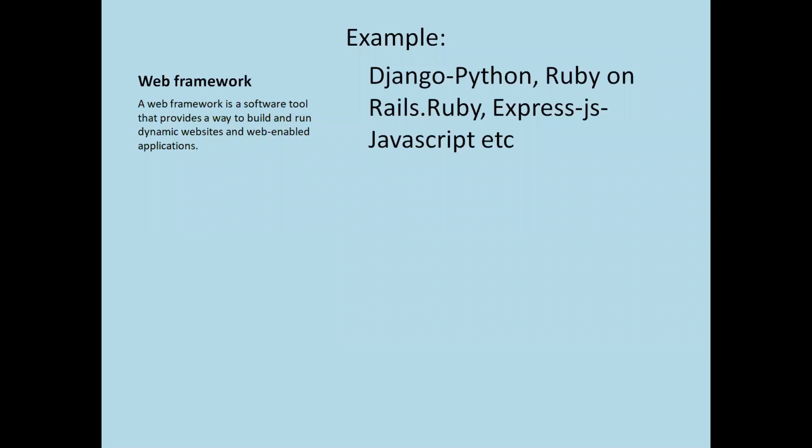Now, before we understand what exactly Django is, let's try to understand what exactly a web framework is. A web framework is a software tool that provides a way to build and run dynamic websites and web-enabled applications. Some examples are Django, which we will be studying in this chapter. Besides Django, which is supported by Python, we have Ruby on Rails, which is supported by Ruby, and Express.js, which is supported by JavaScript as well.